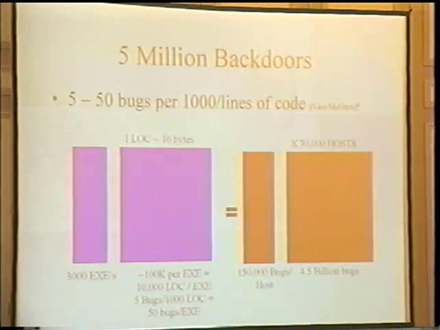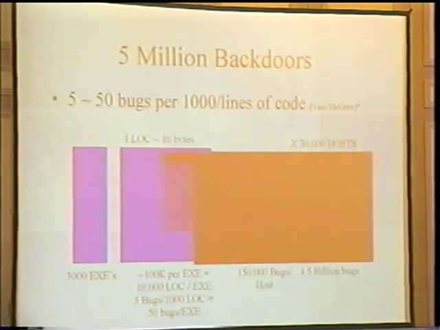There's 4.5 billion software bugs in a 30,000 node network. Now, how many of those are security bugs? Not all of them, obviously. So I don't know if this is too big of a number or not. I picked 10%. Maybe 10% of them have some kind of security implication. So in the enterprise, there's 500 million security bugs.